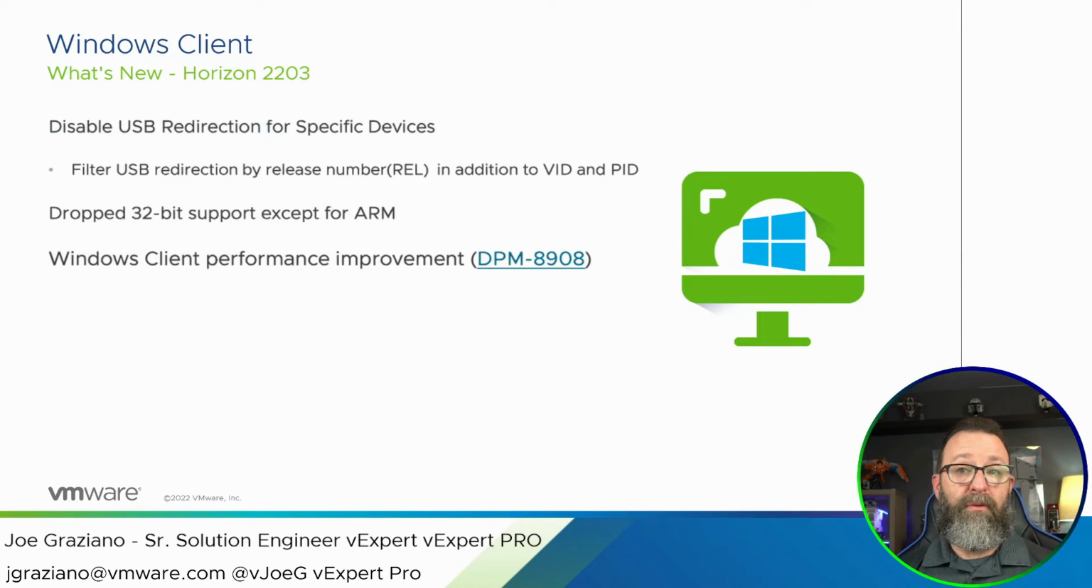And then in 2203, USB redirection for specific devices has been disabled. You can filter on VIDs, PIDs, a lot more flexibility in your USB support. And 32-bit support has been dropped except for ARM processors.